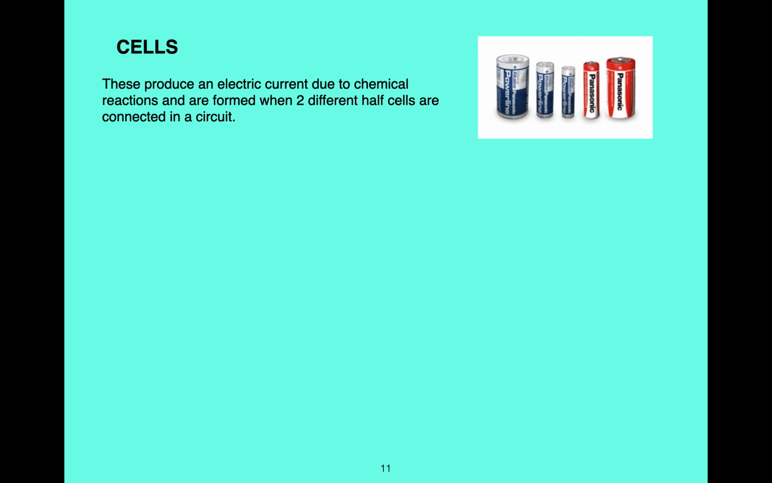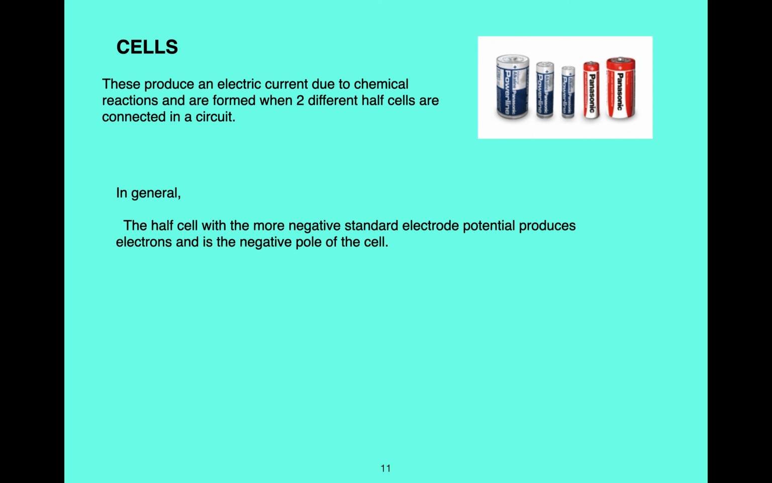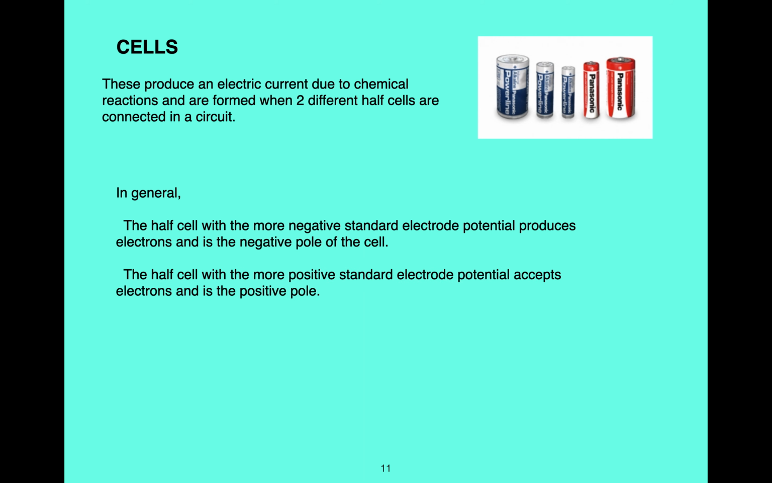Now, cells. This is where cells come from. You take 2 half equations and they produce electricity, an electric current. So in general, the half cell with the more negative standard electrode potential produces electrons. It gives up electrons. And obviously the half cell with the more positive accepts them.